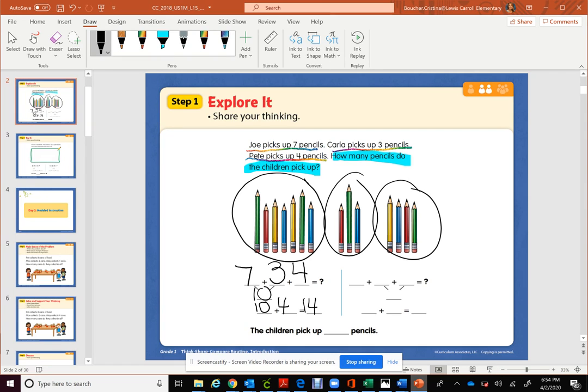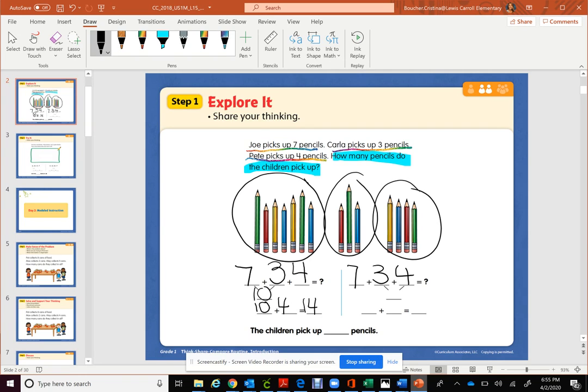Very good. Did you see a different way that we could add these 3 add-ins together? If you did, you are an awesome mathematician. There is another way, and you are also right. Let's put the same digits here. 7 plus 3 plus 4. Joe's pencils, Carla's pencils, and Pete's pencils. What is another strategy you could use to add these digits together?